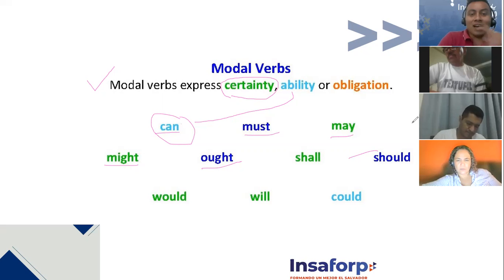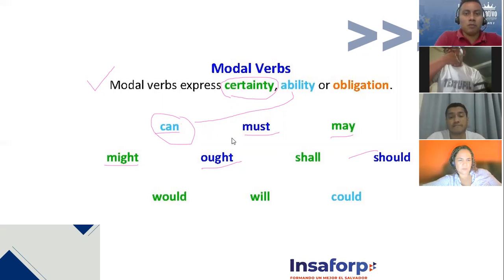Okay, I like it. As you can see, you are using some modal verbs in your sentences, and some of them express ability, obligation, or certainty. We are going to move on because I want to show you. Maybe you want to screenshot these ones if you would like to. And let me move on. Okay, here we go.